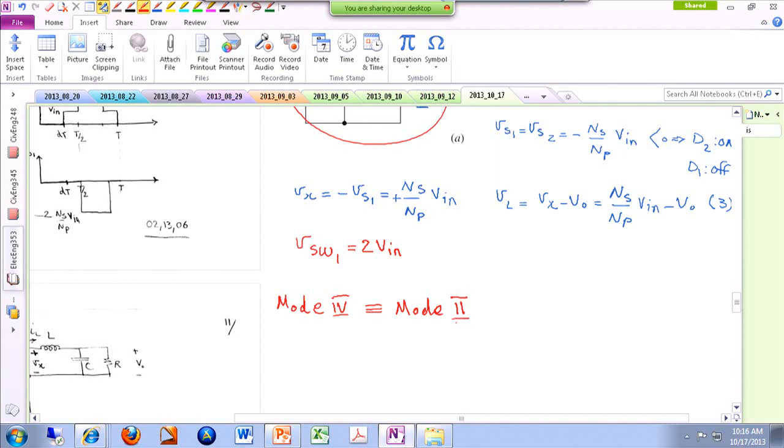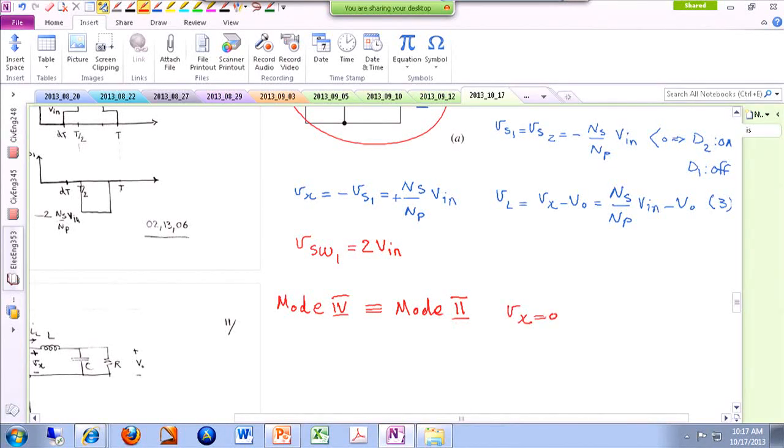So technically in that mode, both of the switches are open. There's nothing going on the primary side. On the secondary side, both of the diodes are on, and each one of them is conducting half of the inductor current, and Vx is 0. So we are kind of like the Buck topology. We are applying 0 to the left side of the inductor. Therefore, the inductor is going to get de-energized. So Vx is 0.